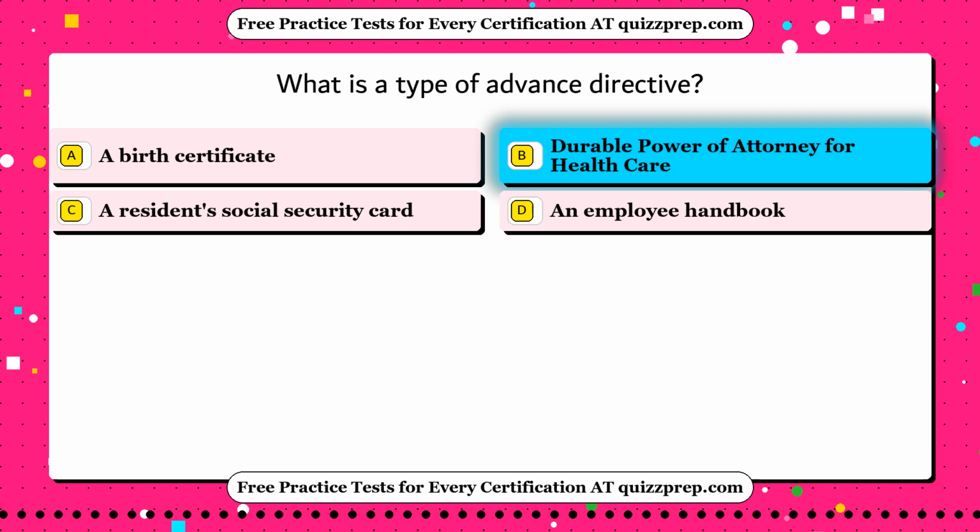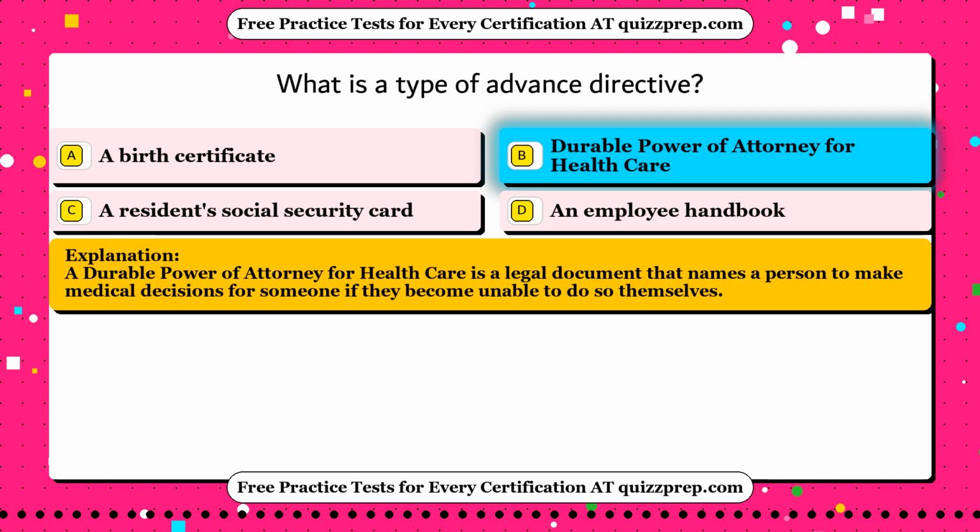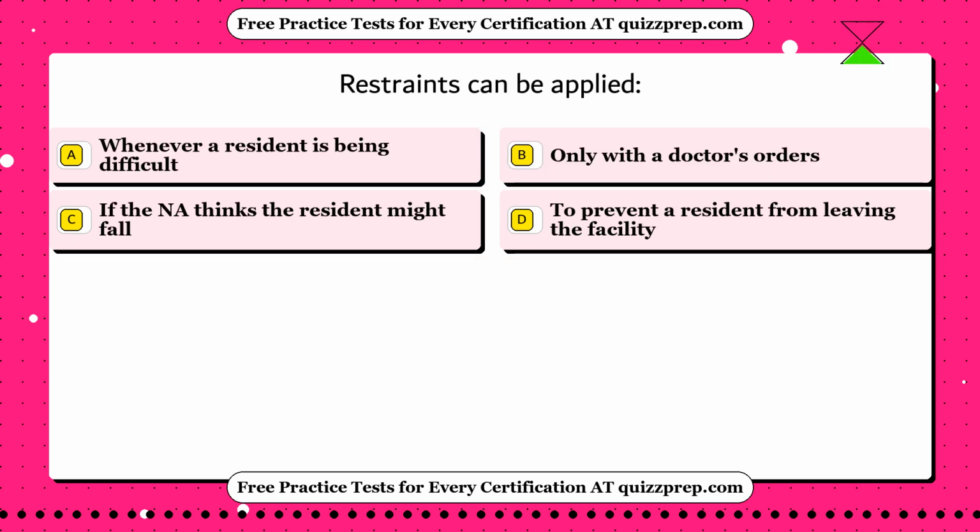The correct answer is option B, durable power of attorney for healthcare. A durable power of attorney for healthcare is a legal document that names a person to make medical decisions for someone if they become unable to do so themselves. Question 35. Restraints can be applied.